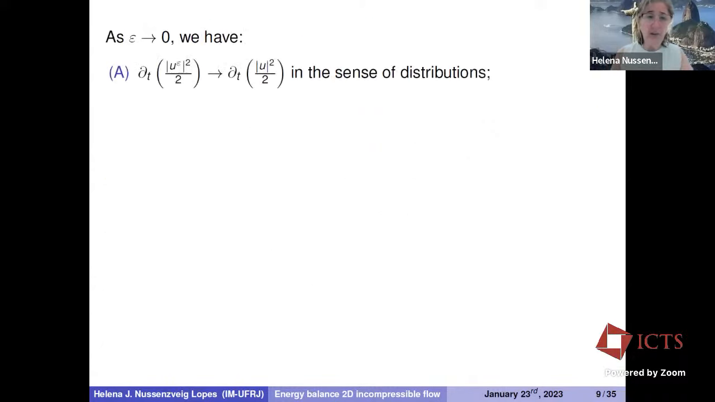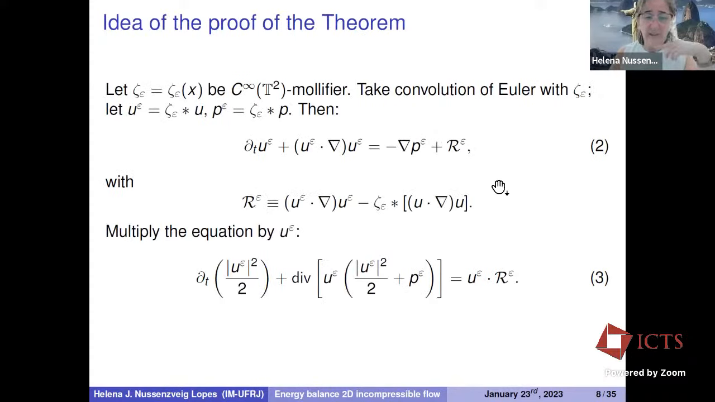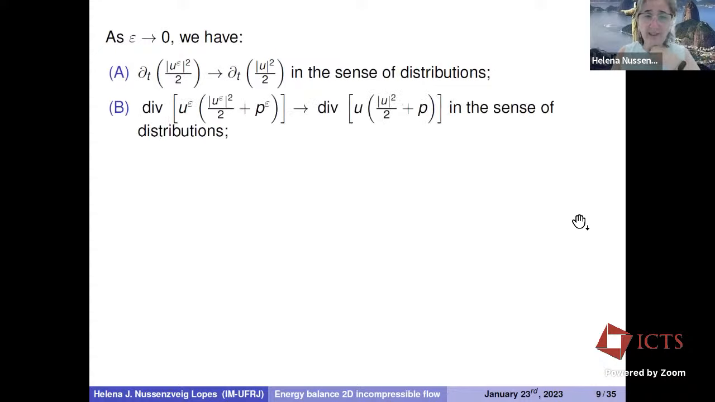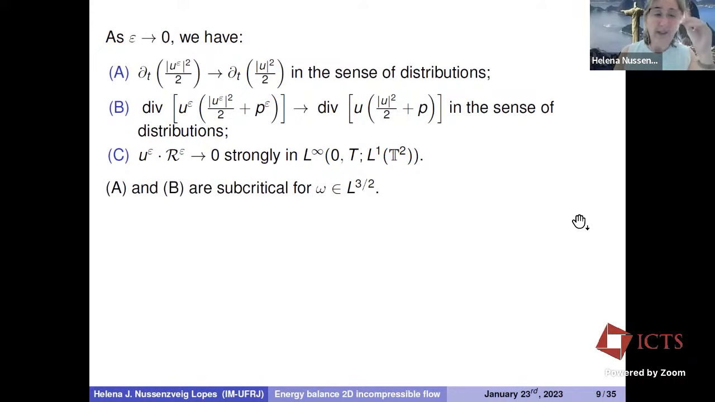Here we have d/dt of U epsilon squared over 2. I want to take epsilon to 0 in this term, and in this term, and in this term. The first term will converge to the correct thing in the sense of distributions, the second term as well, and the third term, the error term, converges to 0 strongly in L infinity in time to L1. Now, A and B are actually subcritical for vorticity in L3 halves. You can get much closer to L1. You can go all the way up to 6/5.